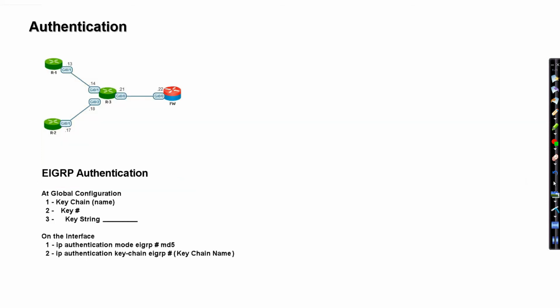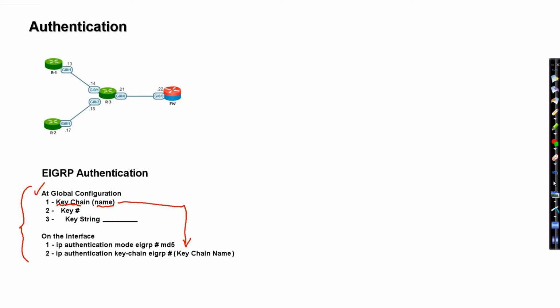Let's get started by reviewing the commands necessary to turn on authentication. At the global configuration mode, you start first by creating a key chain with the command key chain followed by a name. This name is locally significant, however that is the name that you apply on the interface.